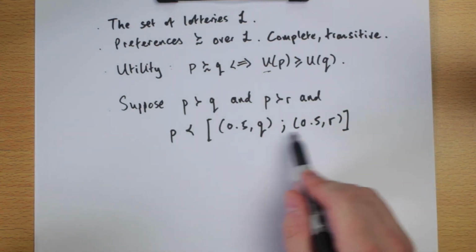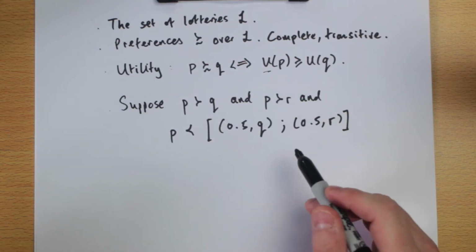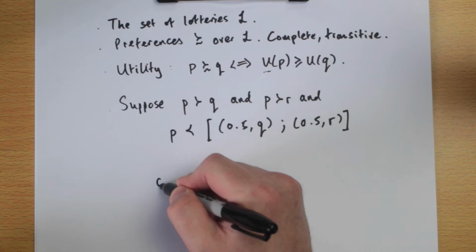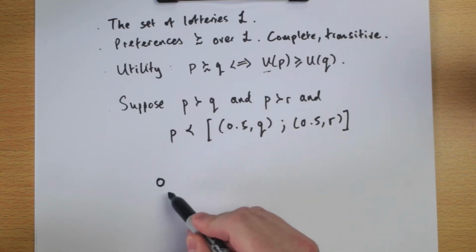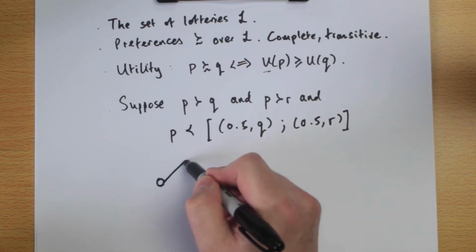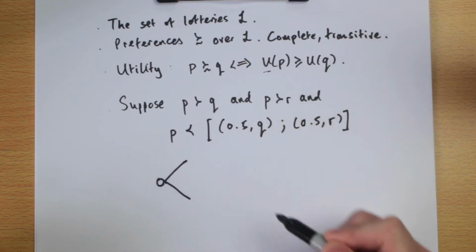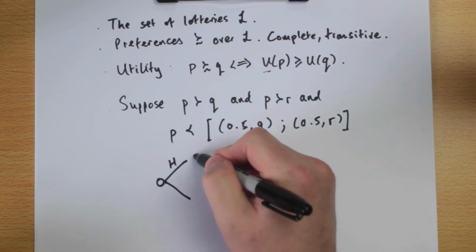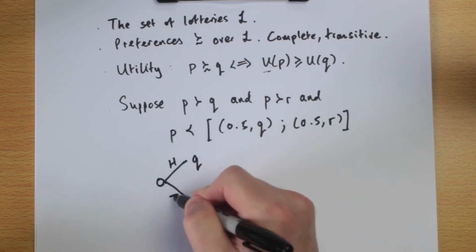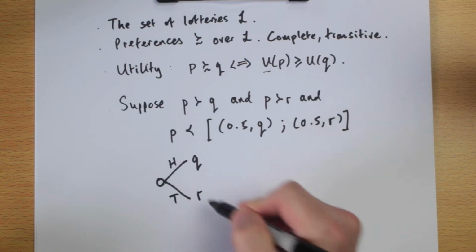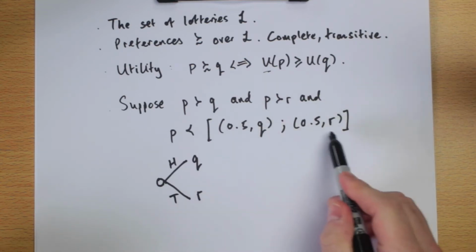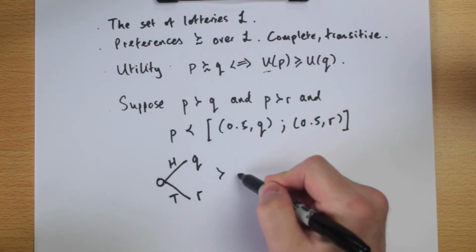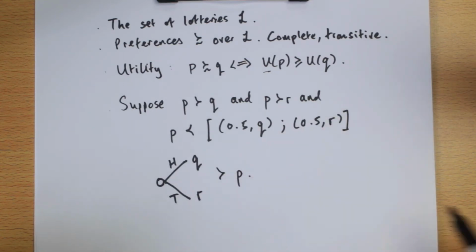Well, let's think about this compound lottery here. One way of thinking it might occur is through a coin toss. So if I do a diagram like this, I'll draw a circle to denote a chance node, and then two branches coming off it, and say, well, if the coin is heads, then I get lottery Q, and if the coin is tails, then I get lottery R. Okay, that's another way of writing this compound lottery. And we're saying that this compound lottery is strictly preferred to P.